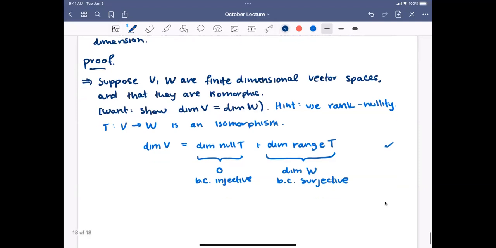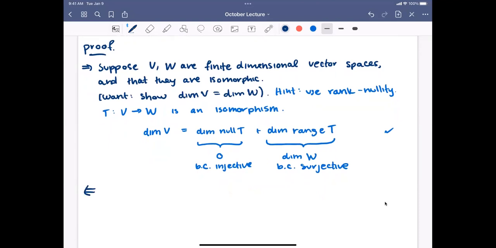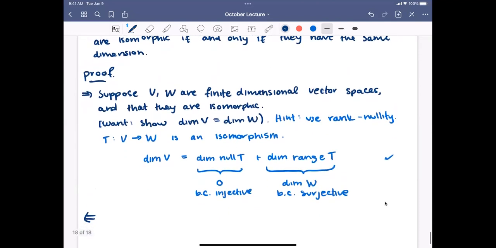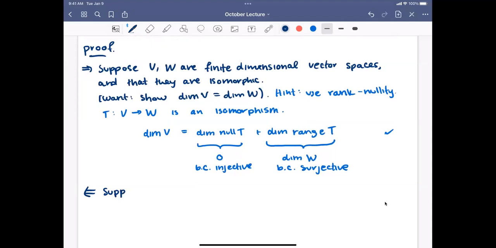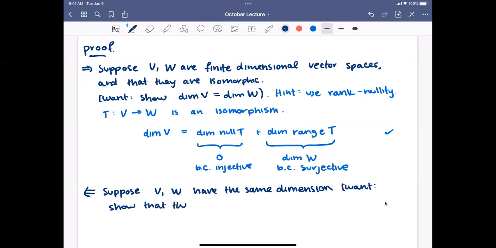Okay, so then for the other half, for this part, we would suppose V and W have the same dimension. And then we want to show that they're isomorphic. So how might we do this?